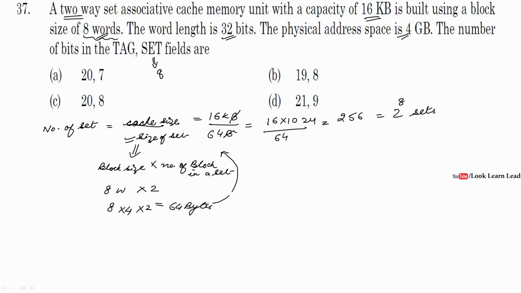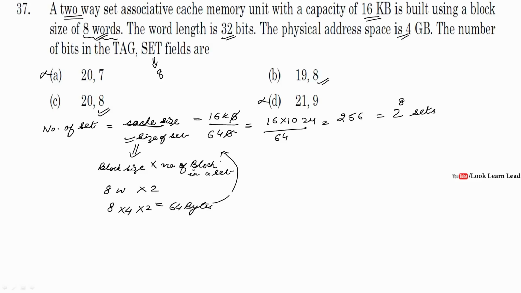Set field would be 8. So 8 we have here and 8 we have here. So options A and D have been cancelled. It can be either B or C. Now let's calculate the tag field.